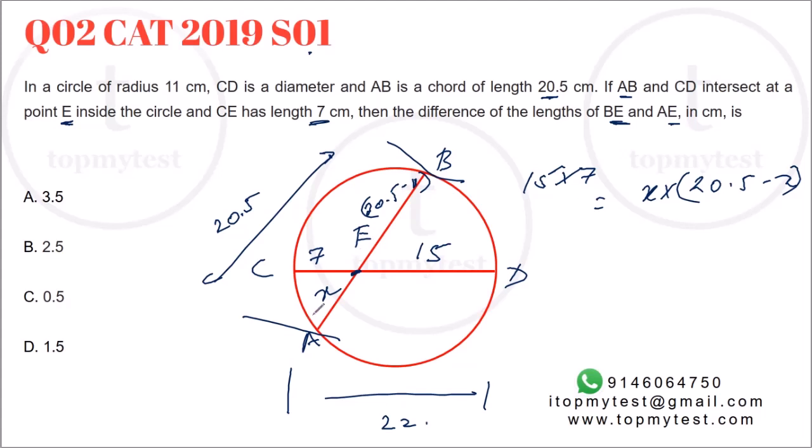Now we don't need to find x, you need to find the difference between BE and AE, the difference between these two. So the difference between them will be 20.5 minus x minus x, which is 20.5 minus 2x. That will be the value of your options. Now, we can either try using the options, or we can try solving this as an equation. Let's try to do it using the options, because you might be able to do it faster.